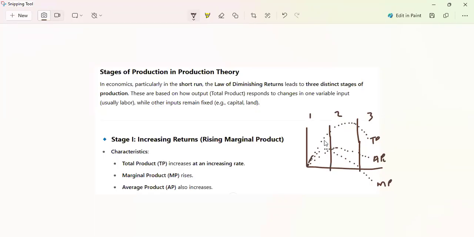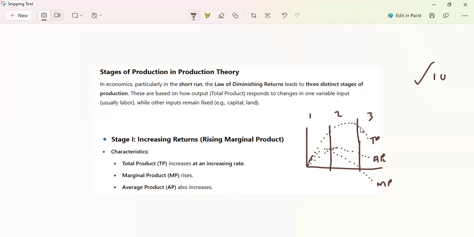Okay? Are you together so far? I need to understand because this carries about 10 marks. So in stage 1, the total product was increasing at an increasing rate. In stage 2, it continues to increase. In stage 3, it begins to fall down. So the key point is that the total product is maximum when the marginal product is 0. So here, where this marginal product is 0, that is where the total product is maximum.